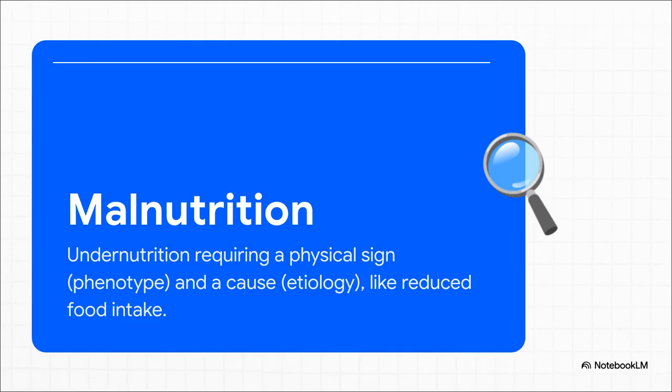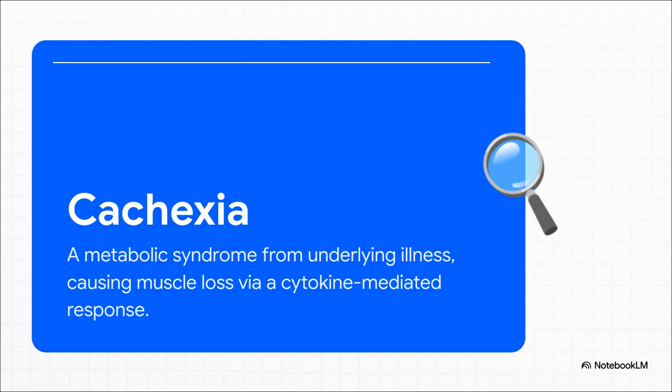So let's be really precise here. Malnutrition isn't just being thin. It's a specific clinical diagnosis that requires two things: a physical sign, like weight loss, and a cause, like not eating enough or having an underlying inflammatory disease. And it's also crucial to distinguish malnutrition from cachexia. Cachexia is an active metabolic process driven by inflammation from a disease like cancer or heart failure. The body is essentially breaking down its own muscle. This is not simple starvation.